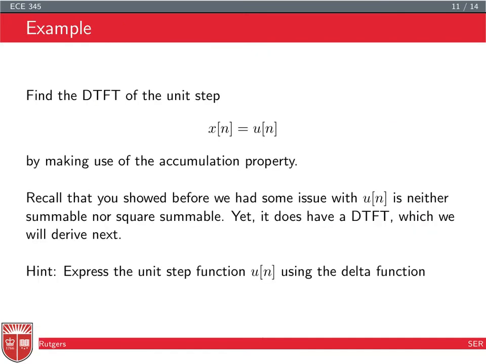So let's use the accumulator formula to find the DTFT of the unit step function, which is x of n equal to u of n. Recall that in the first lecture, at the end of it, I asked you to prove that the step function is neither summable nor square summable. But still, it does have a DTFT, and that's what we're going to do today. We're going to find the DTFT of u of n using the accumulator function.